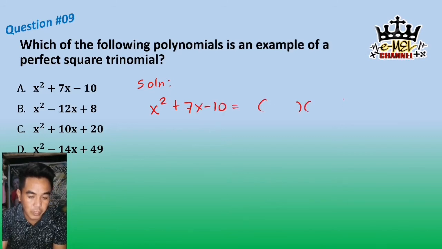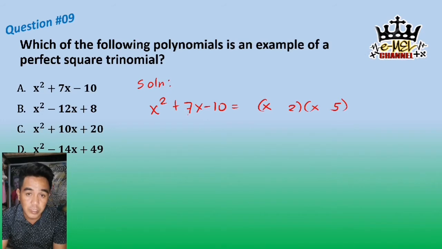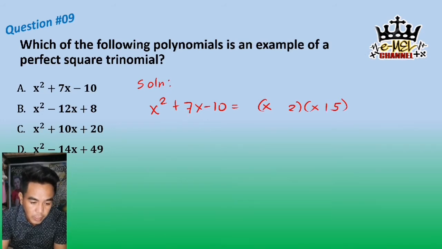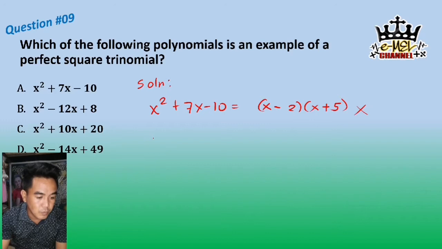Let us have here these two factors. x times x, that becomes x squared. Now, what is the number that you're going to multiply to make it 10? It should be 5 and 2. And we know, should it be positive or negative? Now, the middle term is positive, so the higher number or term should be the positive. And we know negative 2 plus 5 is not 7x. Rather, it is 3x. Therefore, option A is not a PST. Let's move on with the second option.